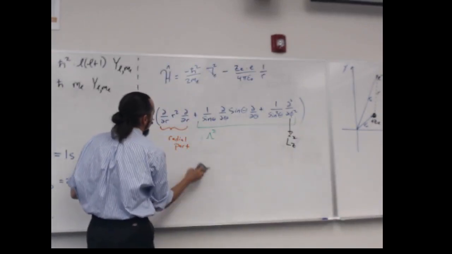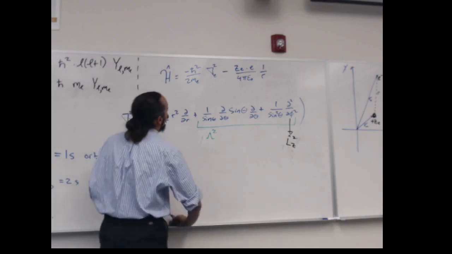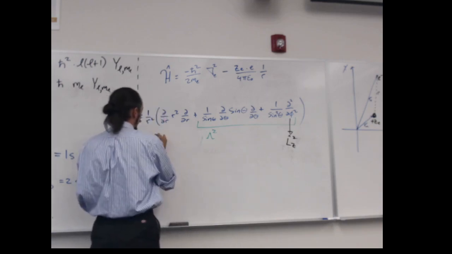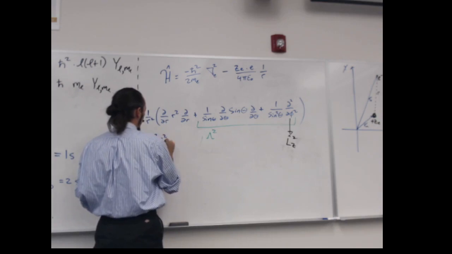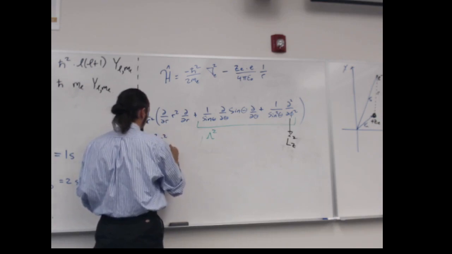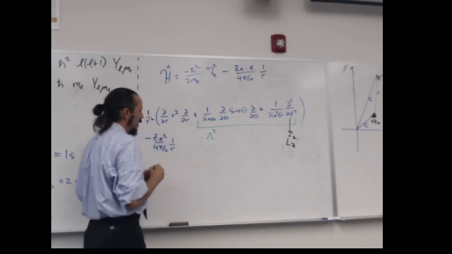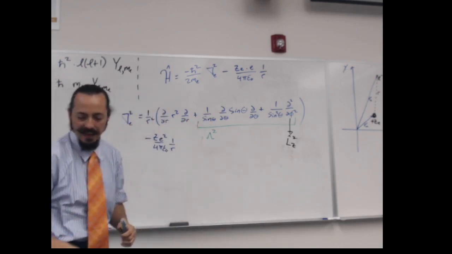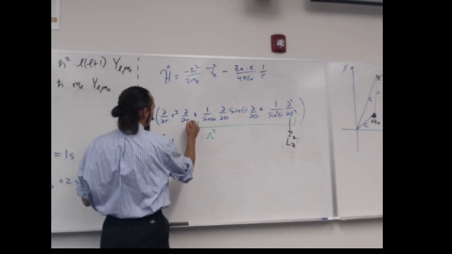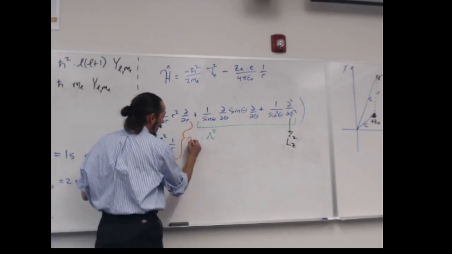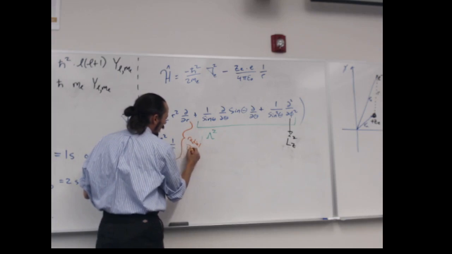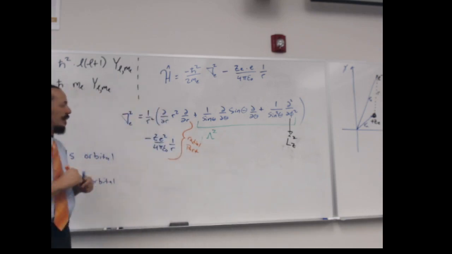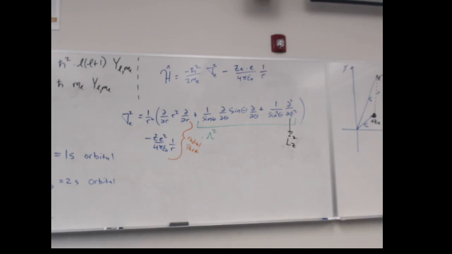There should be, give myself a little bit more space, minus ze squared over 4 pi epsilon naught, 1 over r. So it's this whole first line minus this thing. The parenthesis does end at the end of that line. And now it's these two chunks together that make the radial part. And we can start looking at what happens as we do our separation of variables.